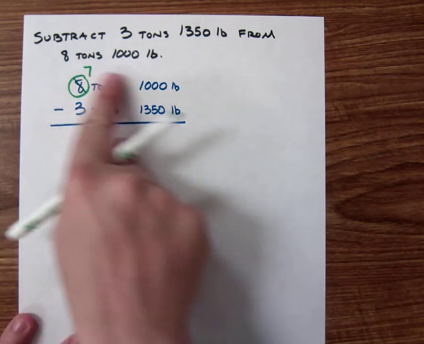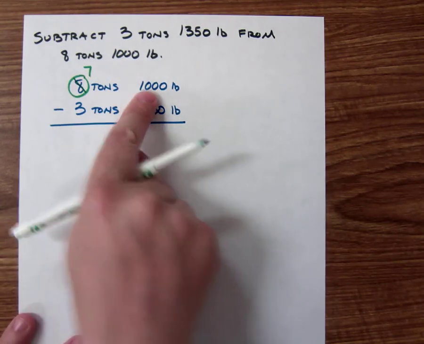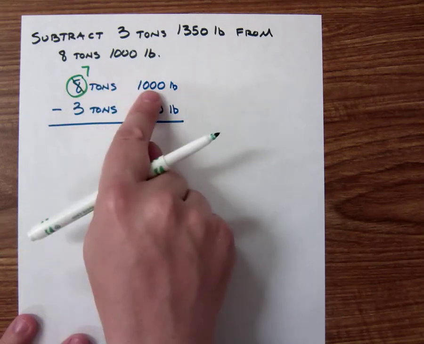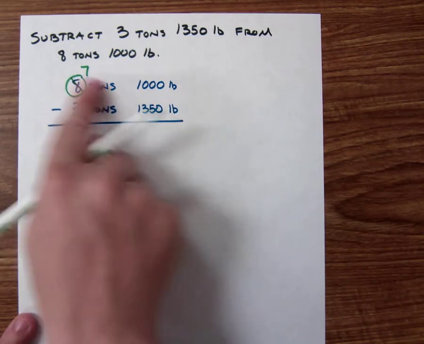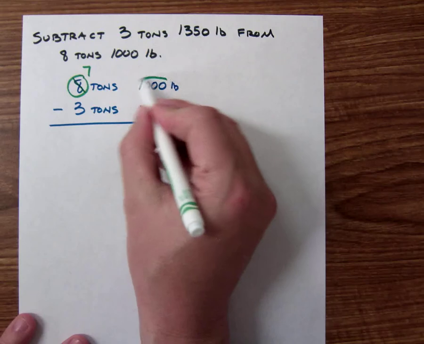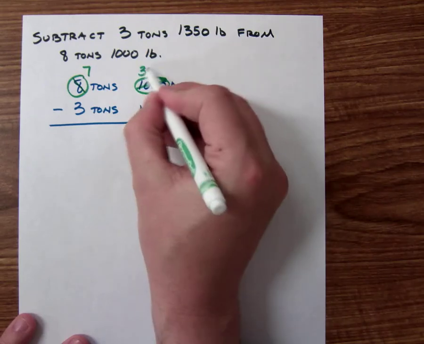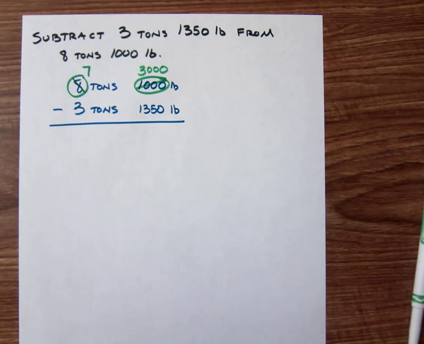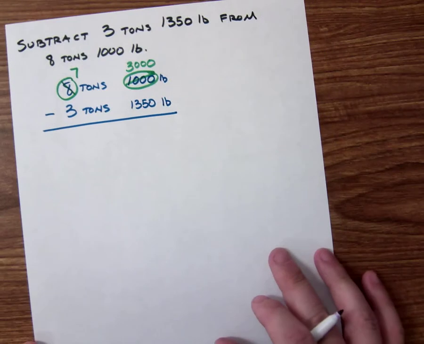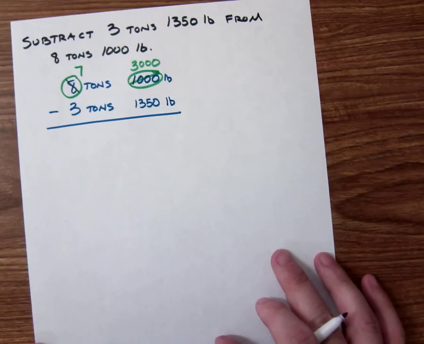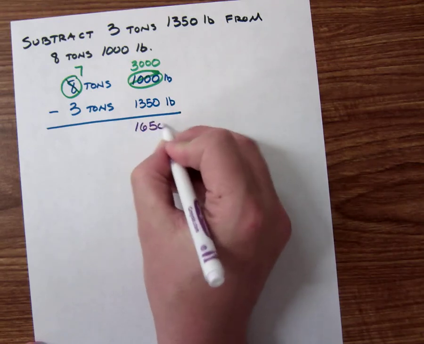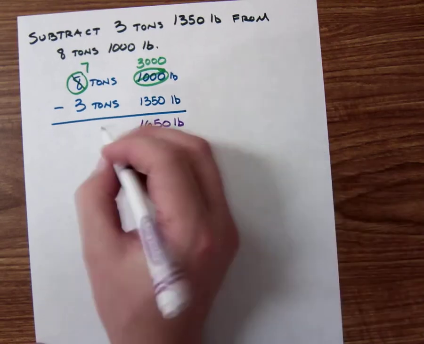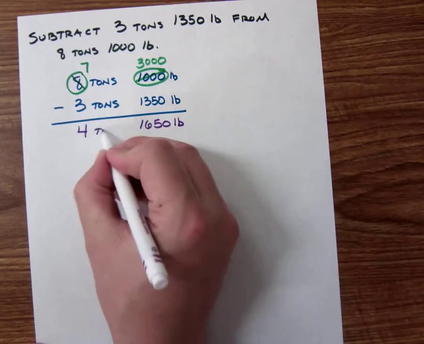And I'm going to just slide it right over here into the pounds column. So if I take 1 ton from here and move it into the pounds column, how many pounds is that? 2,000. Yeah, I'm taking 2,000 pounds from this column and adding it to this column. So that'll be 3,000. The 1,000 that I already had, plus 2,000 more. Okay, so 3,000 minus 1,350 is 1,650. And then 7 tons minus 3 tons is 4 tons.